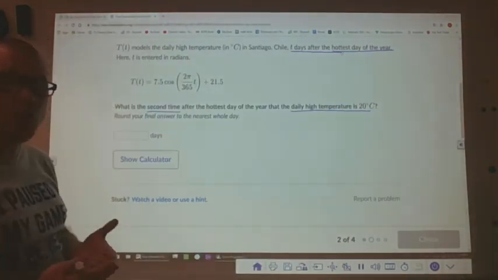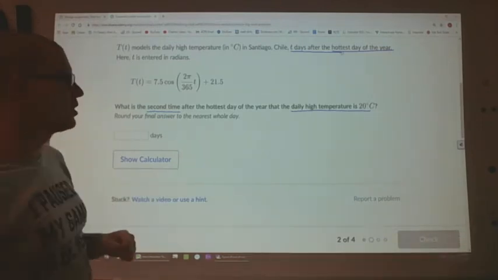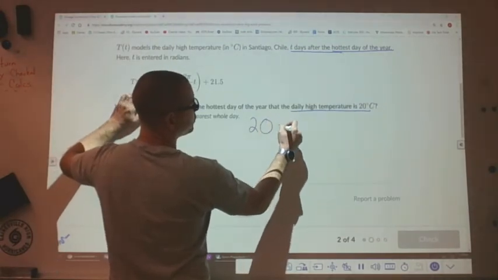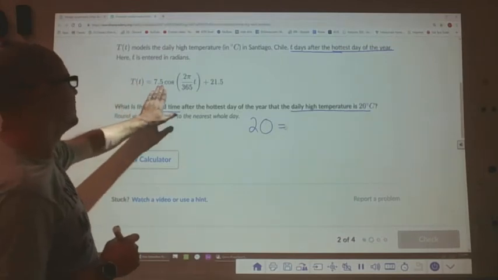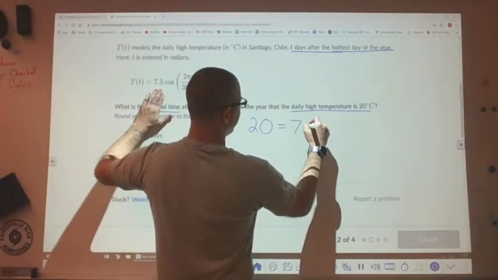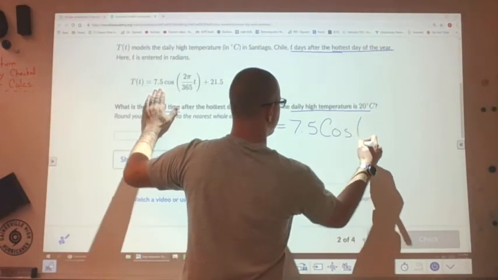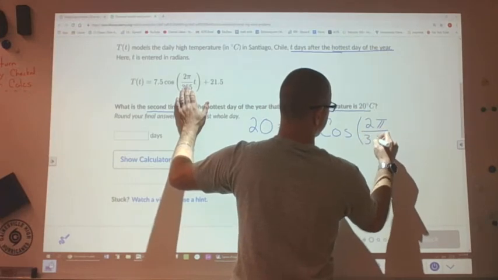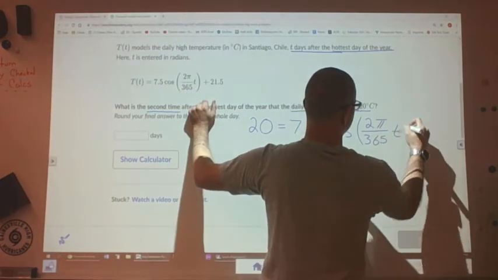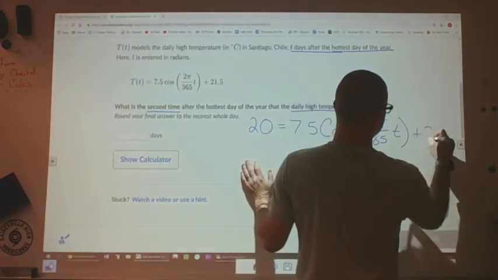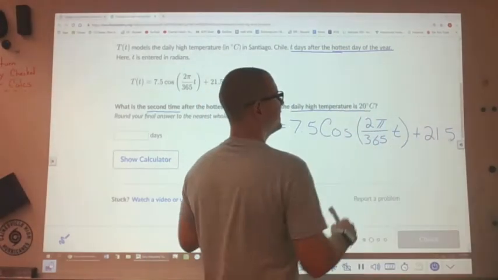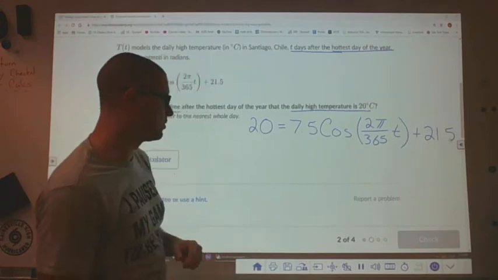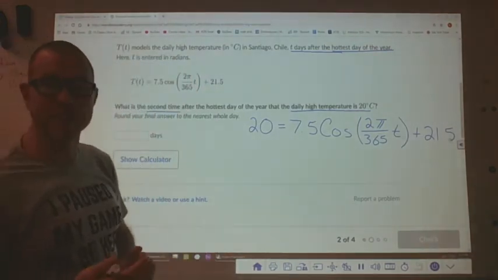So let's solve the equation for a temperature of 20 degrees. Let's set that up. So we know that 20 is the temperature that we are after. So that's going to go here. And then we have our equation, 7.5 cosine of 2 pi over 365 t plus 21.5. All that's saying is that you're splitting the period into 365 days, so you should recognize those numbers at least. But this is an isolate, resolve, and solve problem.